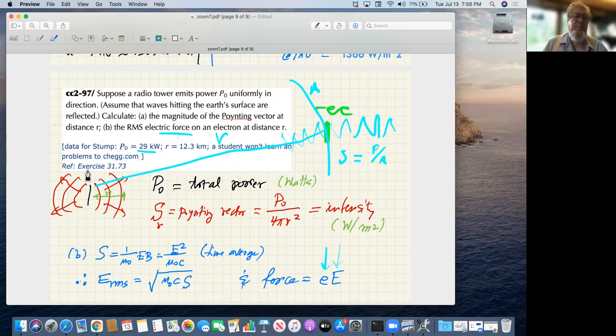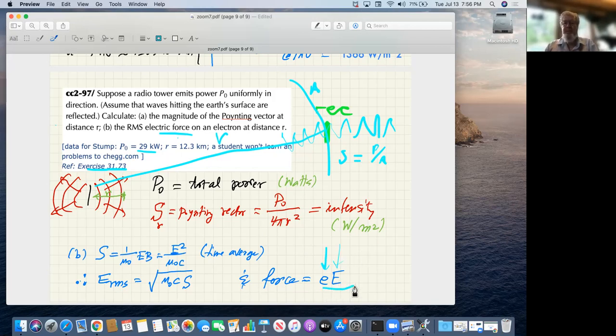This is again a problem from the book. This is a problem in chapter 31. Actually, I think the answers to the odd number problems are in the back of the book. So since this is an odd number problem, the answer might be in the back of the book. I'm not sure.